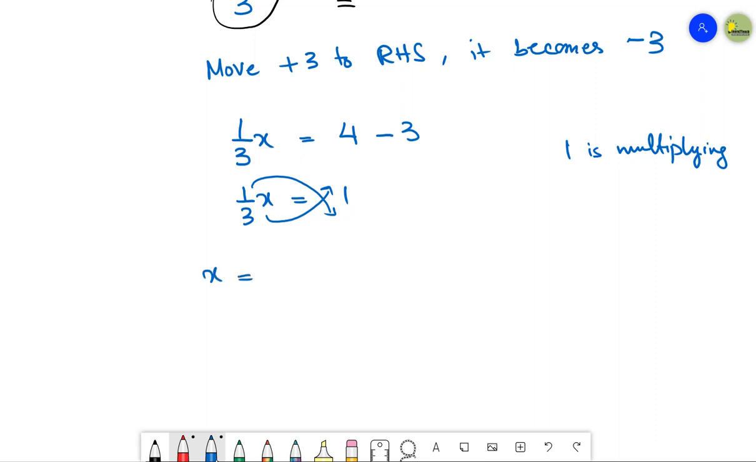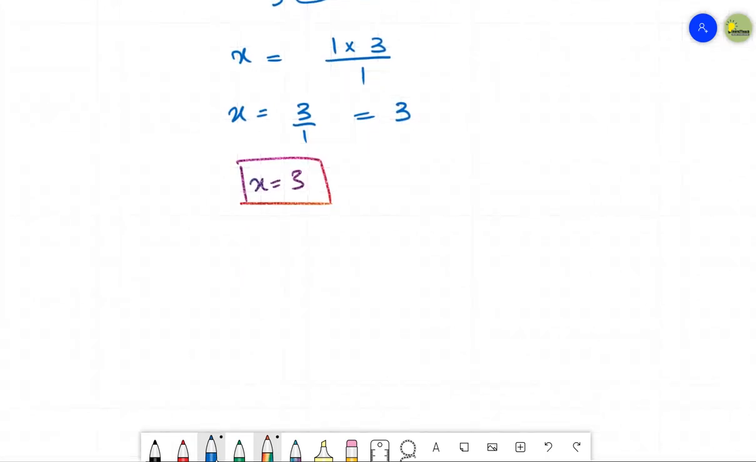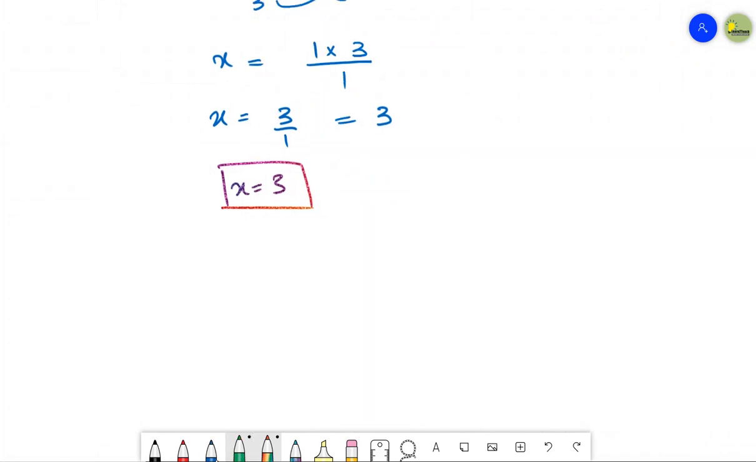So x equals 1 multiplied by 3 divided by 1. So it will be x equals 3 upon 1. There is no need to write 1 in the denominator. Only x equals 3 is going to be the answer. Now, doing the next part, which is part D.